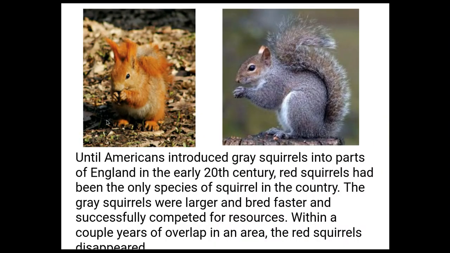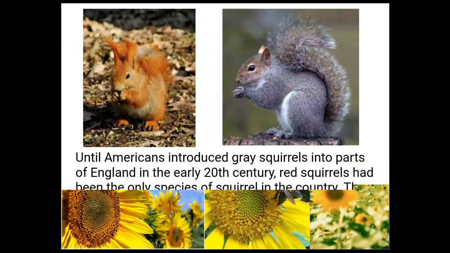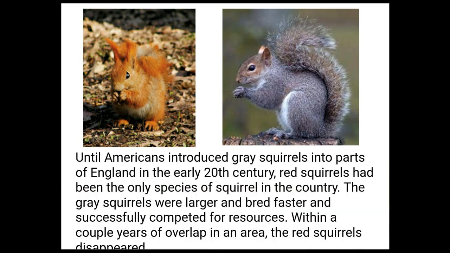Here's an example where we have a red squirrel and then we have a gray squirrel on the right here. And it says that until Americans introduced gray squirrels into parts of England in the 20th century, red squirrels had been the only species in that country. The gray squirrels were larger, they bred faster, and they successfully competed for those resources. So eventually, these gray squirrels won, and the red squirrels disappeared. So they were not prevalent in the country anymore, and only the gray squirrels were there.